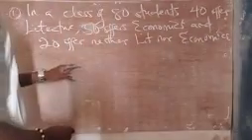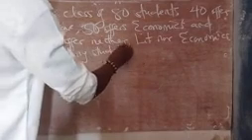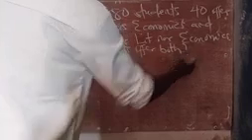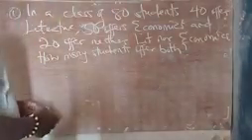So this is the question. How many students offer both? That is, both literature and economics. So questions like this, how do you go about it? How do you solve it?